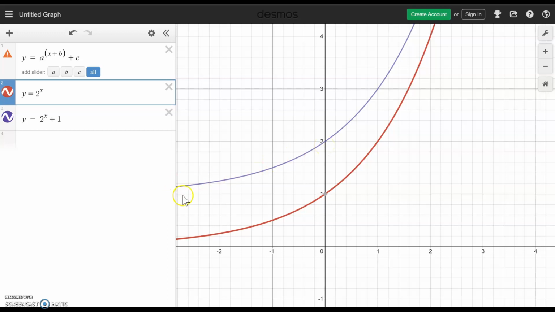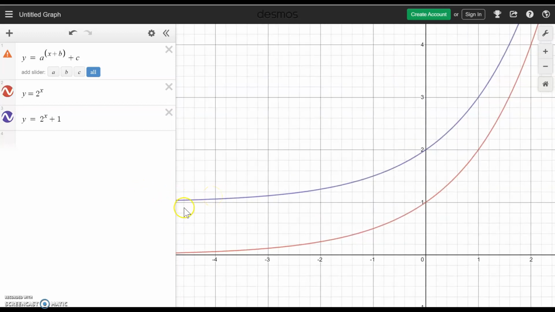And again, if you have a look across, the asymptote has now been moved up 1. So if you found the asymptote, you'd be going, oh yep, the asymptote is 1, that means it's been moved up 1 because that should be 0. And if you go up 1 from that, you'll find your reference point as well.